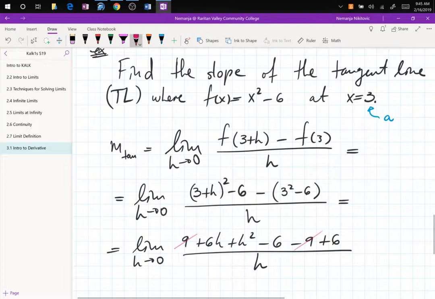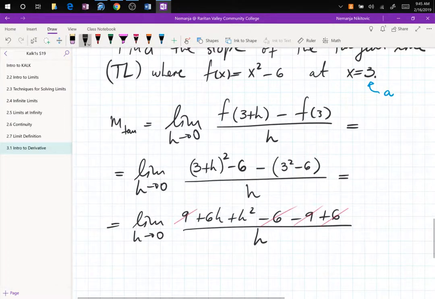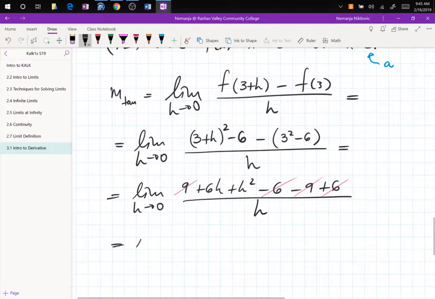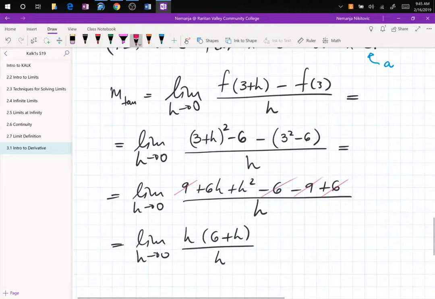You see the cancellations happen so that the only remaining terms are the ones with h. You can factor out an h, which leaves you with 6 plus h. Then this h cancels, and we get the limit as h goes to 0 of 6 plus h. And then when that h goes to 0, the answer is 6.